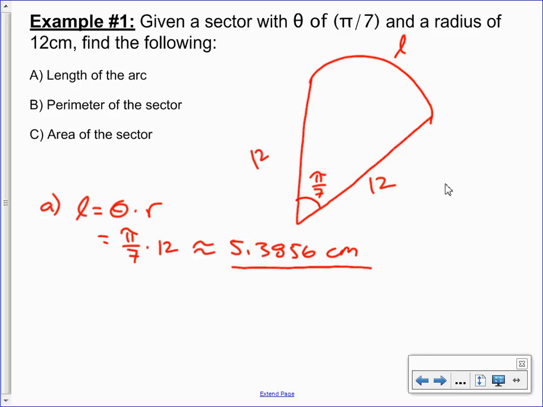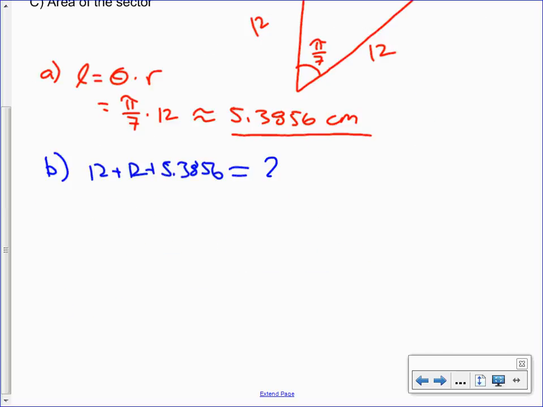So if we know L is 5.3856, how do we find the perimeter? Add it all together. So for part B, to find the perimeter, add all the sides. So 12 plus 12 plus 5.3856, which is 29.3856 centimeters.